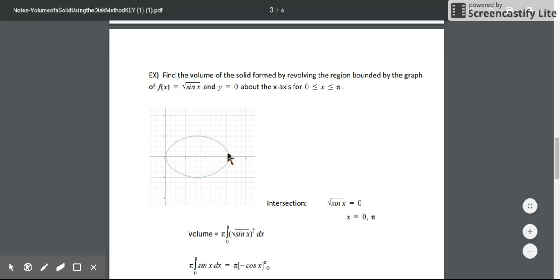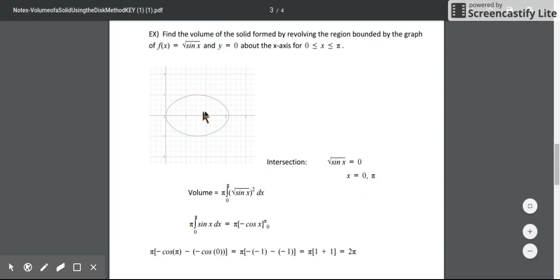And we can visualize that on our graph. So we're taking this top graph, which is the square root of the sine of x, and we're rotating it around the x-axis. So we get its symmetrical image on the bottom. So you can think of this as like a football shape. And we're going to try and find the volume of it.